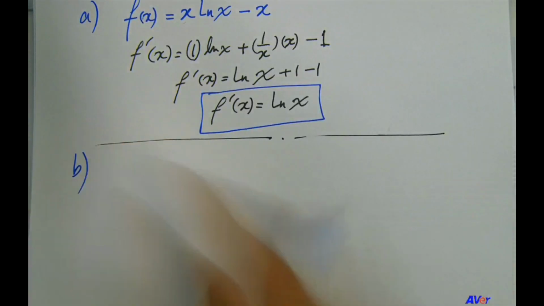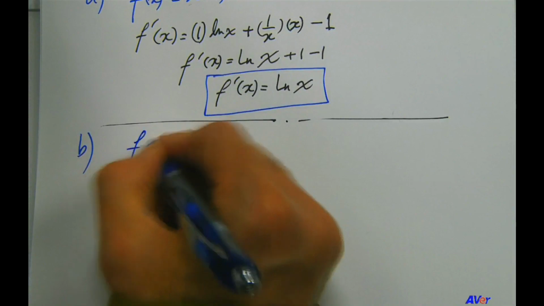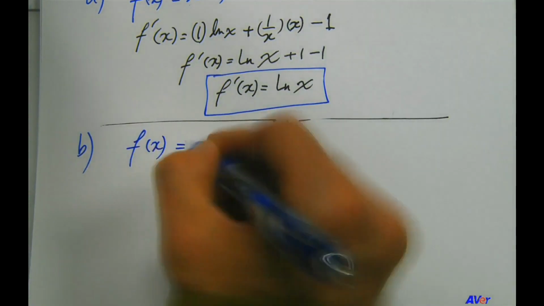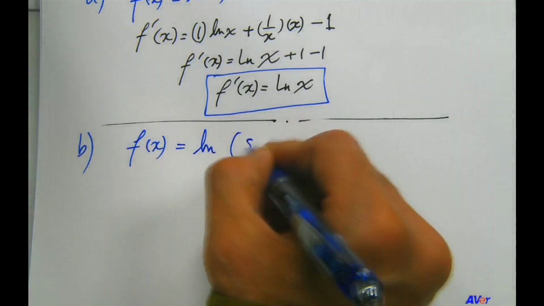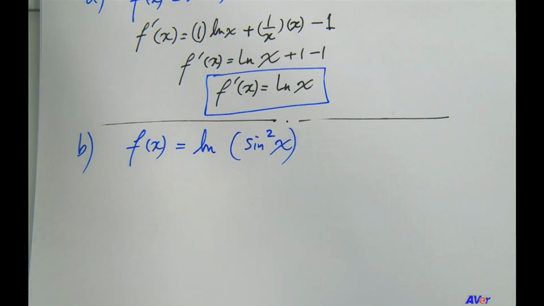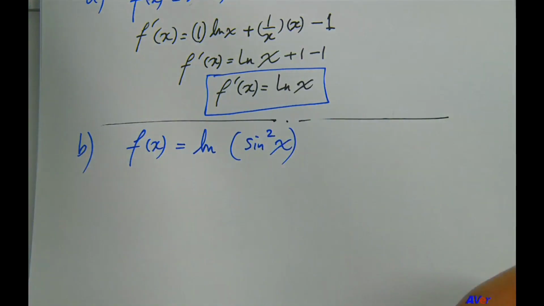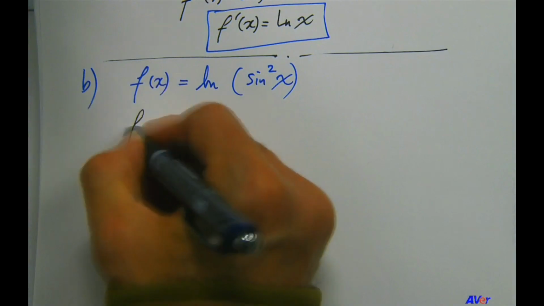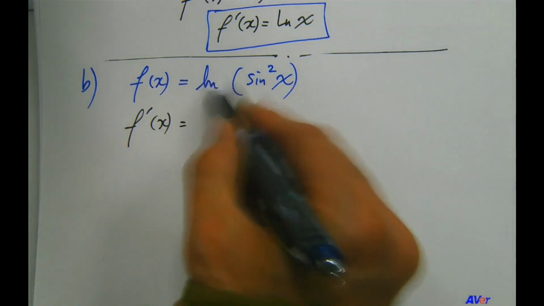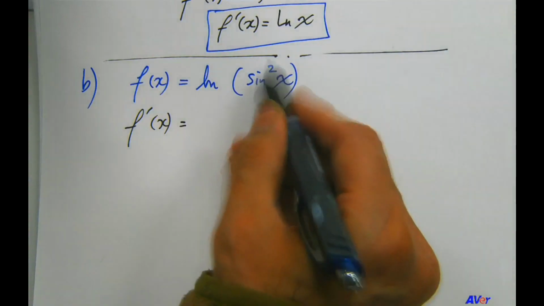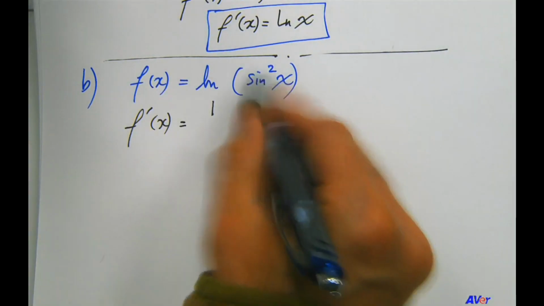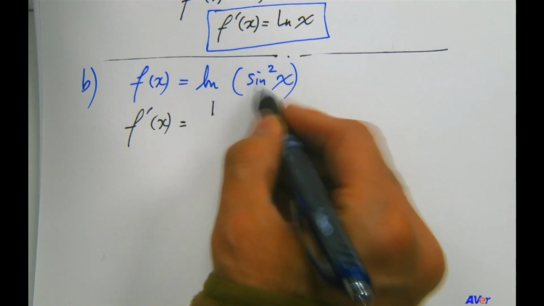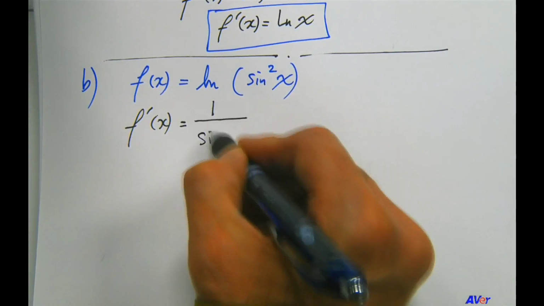All right, so this one, let's say if we have a function such as this, f of x equals natural log of sine squared x. So go ahead, pause the video, and once you're finished, come back to the video and compare your solution with mine. Okay, so I'm assuming you've done that, and now you're back. So f prime of x, this is a natural log function. So to find the derivative, we take the reciprocal of the argument, whatever it is, in this case, sine squared of x.